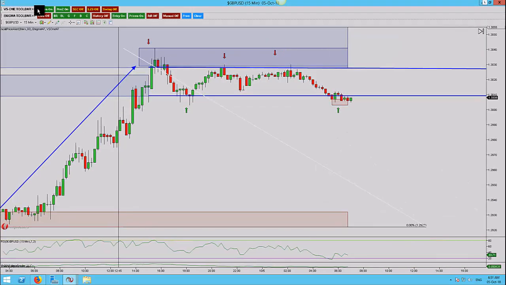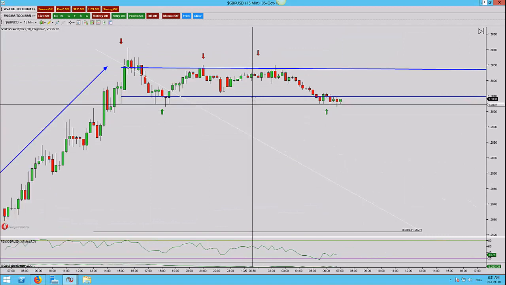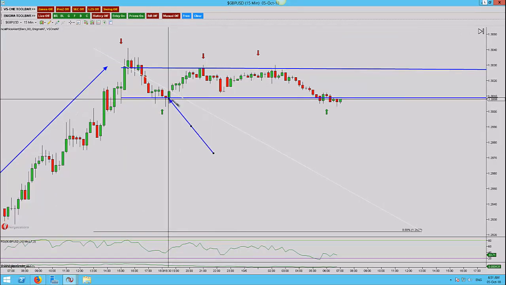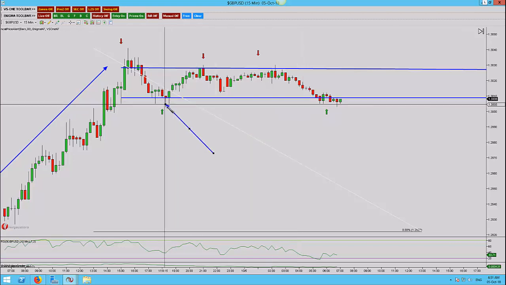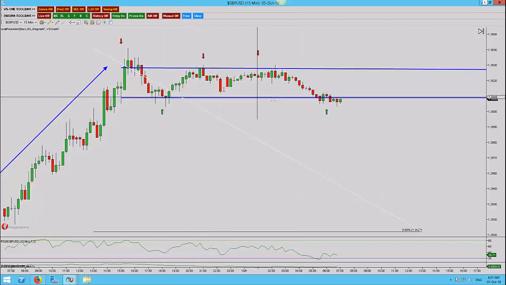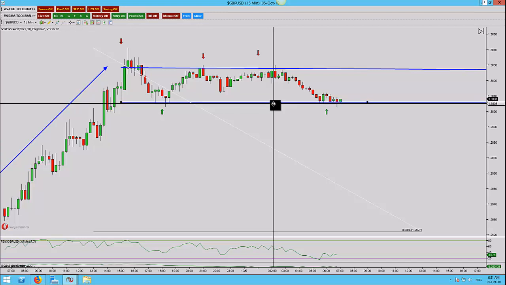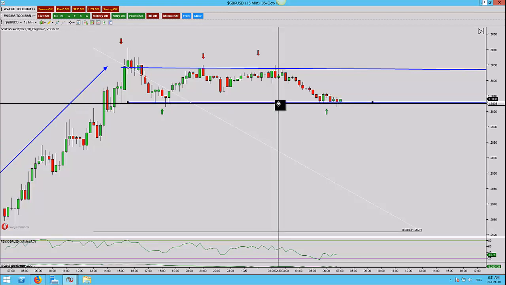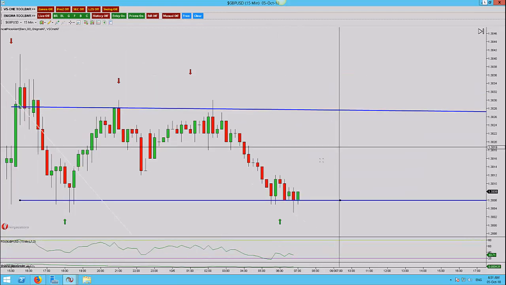You can actually see that we have a double bottom. So if I just move this to here, which is where the closes of the candles are, and the wicks, so anywhere in these wicks or the closes of the candles we can look for a double bottom, and right here you can actually see that we have one.